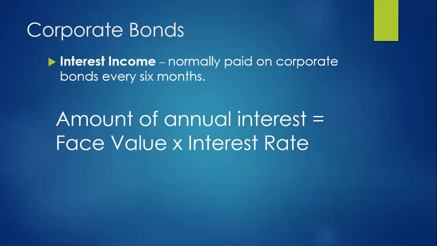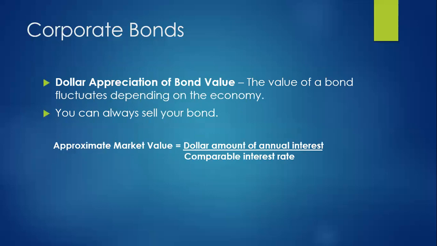So the interest rate is for the year. That's the amount of annual interest. Annual would be if it was paid once, but if it's paid every 6 months, you divide that amount by 2.